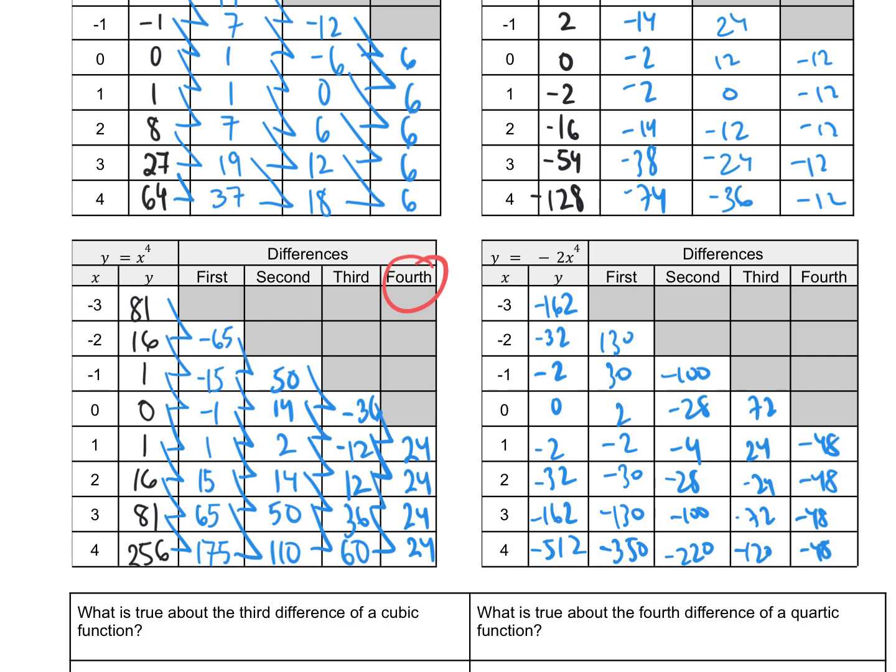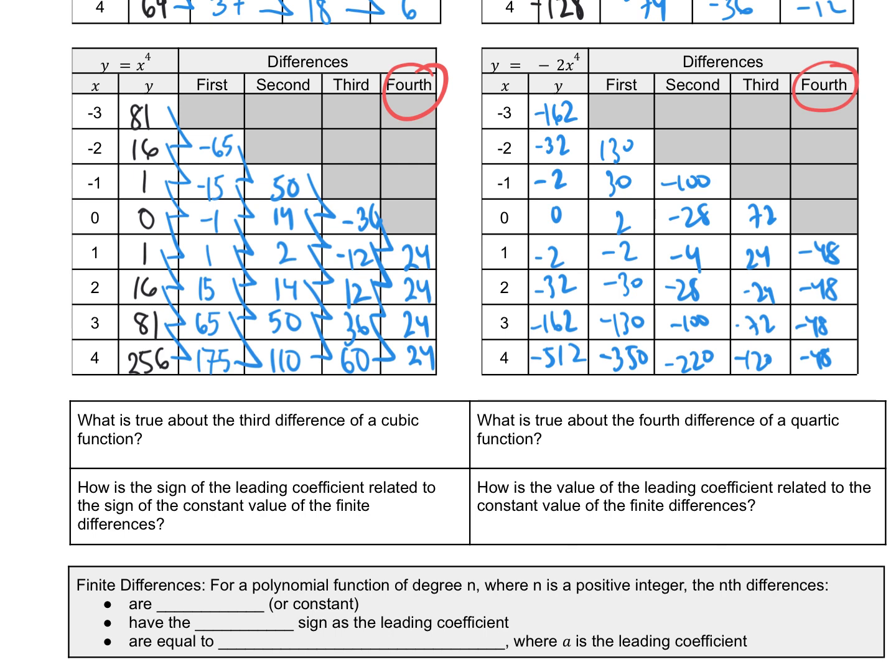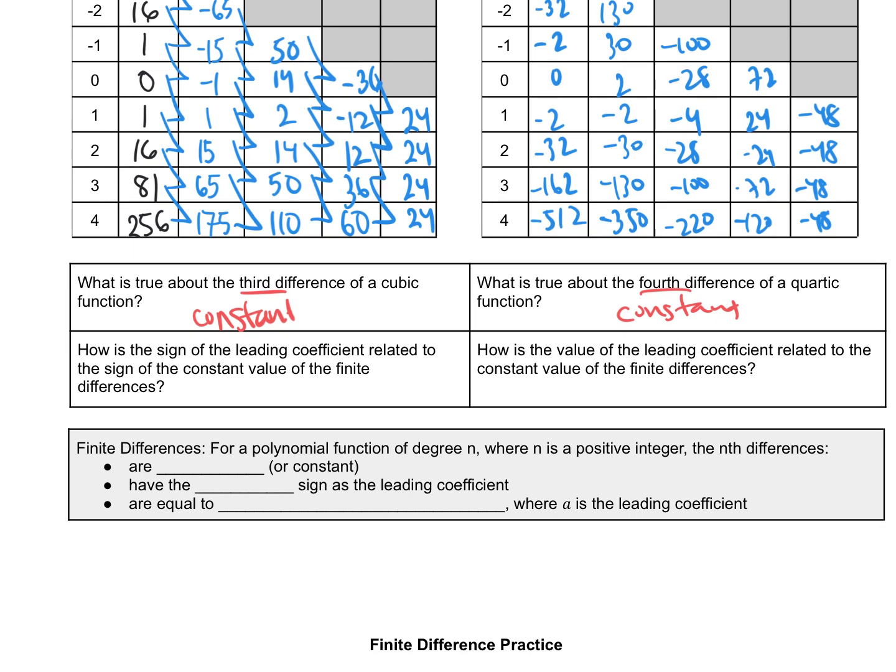All right, so here are our values. And as we can see, the fourth differences for this quartic function were the same. So when making some observations here, what is true about the third differences of a cubic function? They're constant. What is true about the fourth differences of a quartic function? They're constant. So let's make a generalization.